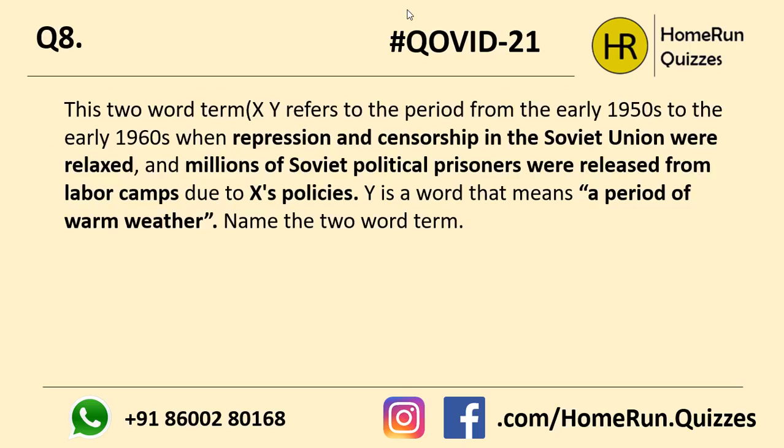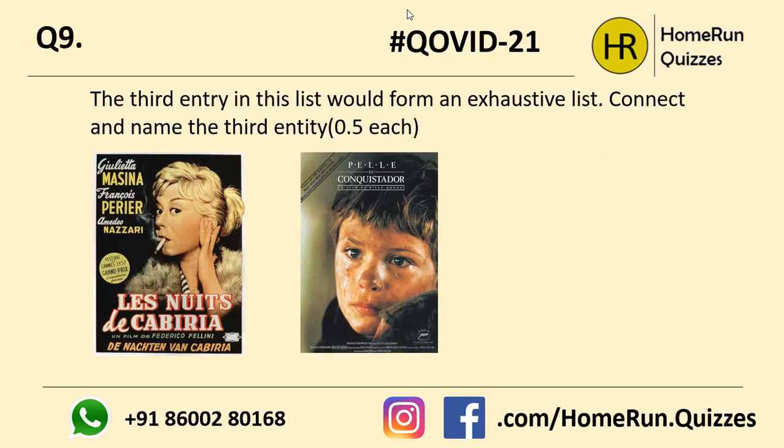Moving on to this question, this is a two-worded term. I am pretty sure most of you got the second part correct, which is thaw, and the Soviet leader being Nikita Khrushchev. So this is called the Khrushchev thaw, which basically was when repression, censorship, and everything was relaxed. So these were the period when everything was happening. So this was an interesting and easy question, I think.